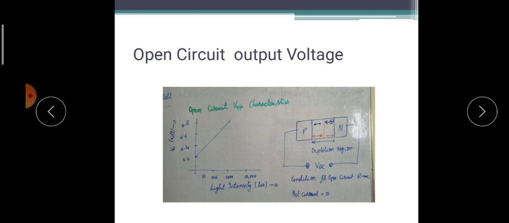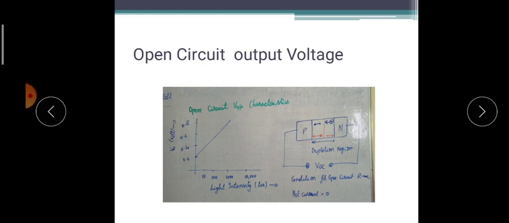Open circuit output voltage characteristics. The main parameters of a solar cell are the forward voltage at zero current and the reverse current at zero bias. Both this voltage and current can be attained by photo-generated electrons. In order to determine the maximum power, we first calculate open circuit voltage.